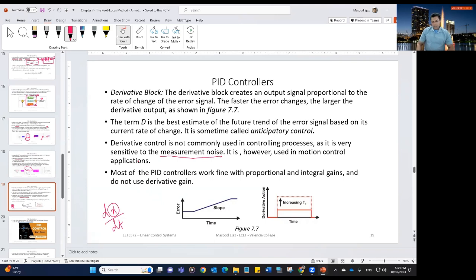So although they are used, it's possible that in a PID controller, D is not present, and only P and I are present. That's also possible. Generally in motion control applications, D is present. Most PID controllers work fine with proportional and integral gains and do not use derivative gain. However, again, as I said, it depends on the application that you're using. Derivative may or may not be present.